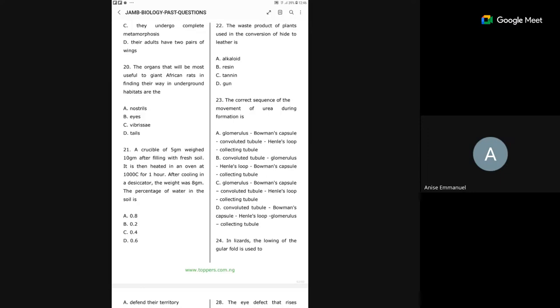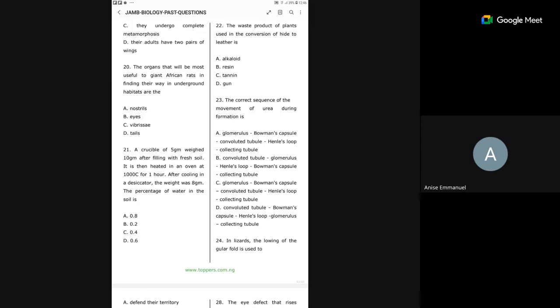So this is saying that the 5 grams weight of the crucible was the original weight of the crucible. So when the fresh soil was now added to the crucible, it was weighed again. Then it became 10 grams. What this means is that the soil that was added to it is 5 grams. Since the crucible had 5 grams weight before, and then after the soil has been added to it, it now became 10, it means that soil has a mass of 5 grams. I believe we understand that.